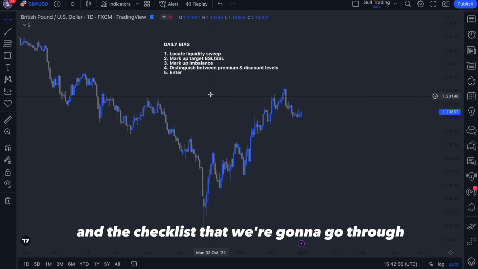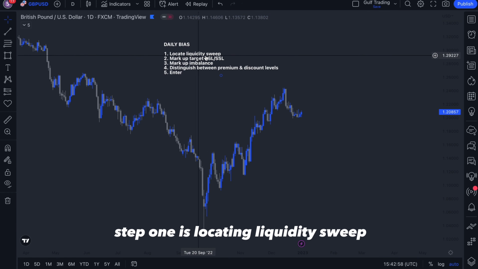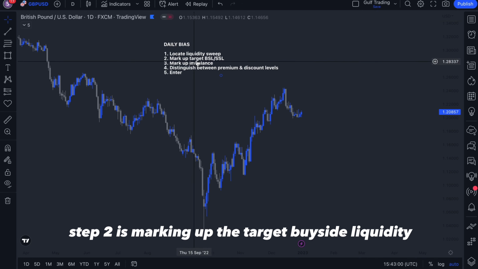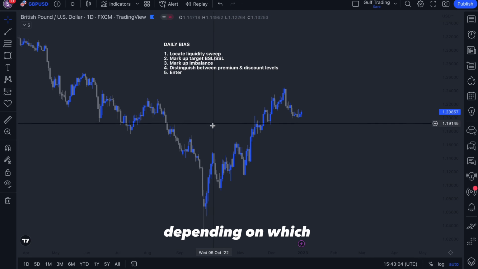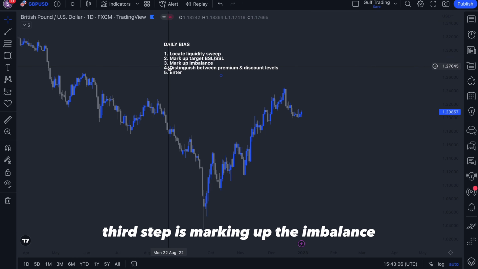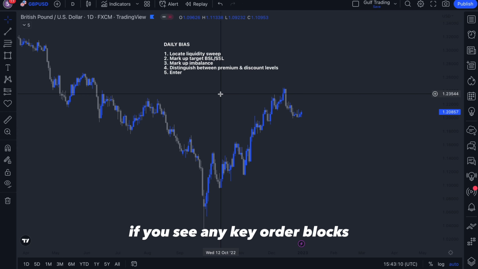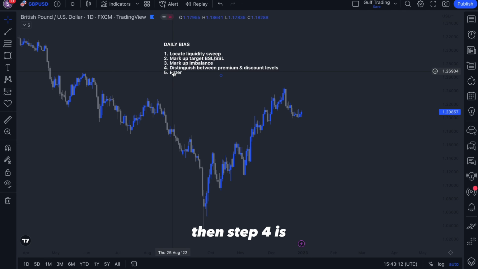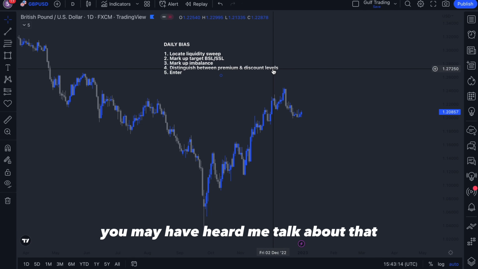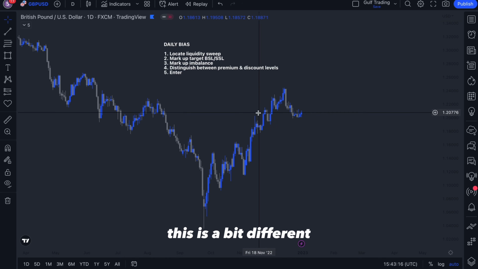These are the rules, the checklist that we're going to go through. Step 1 is locating liquidity sweep. Step 2 is marking up the target buy side liquidity or sell side liquidity, depending on which bias you have. Third step is marking up the imbalance and order blocks if you see any key order blocks. Then step 4 is distinguishing between premium and discount levels. You may have heard me talk about that in the Fibonacci level. This is a bit different.